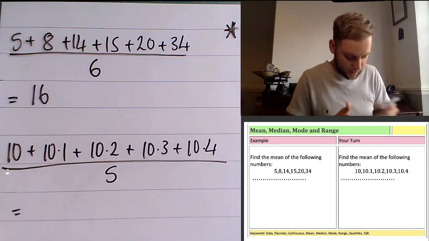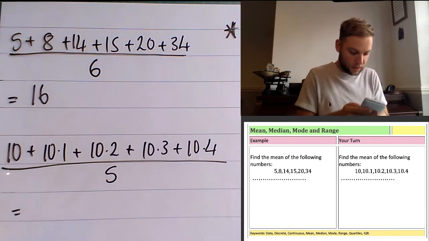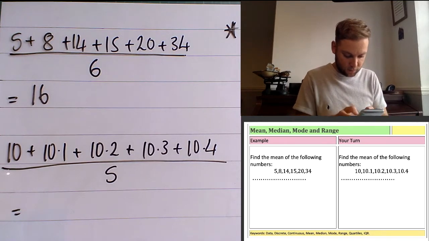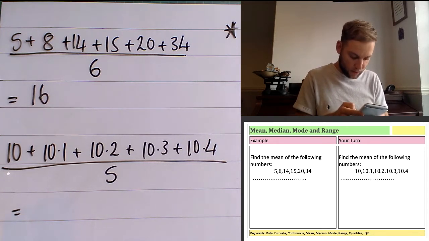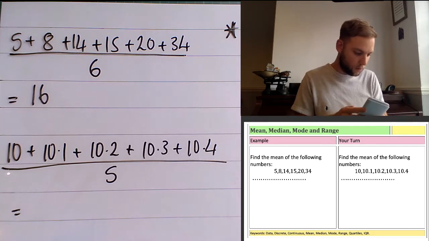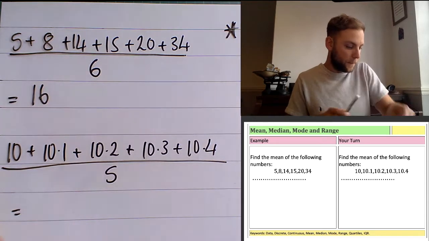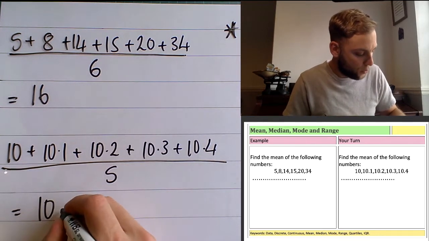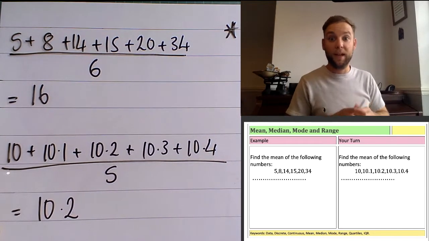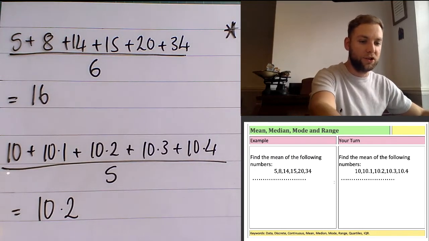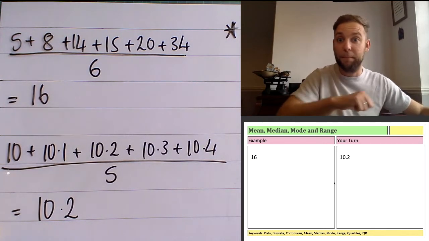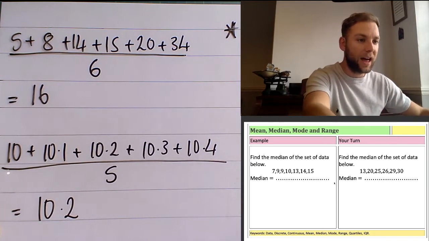Super. So that's equal to, let's figure that out, remember fraction button first, 10 plus 10.1 plus 10.2 plus 10.3 plus 10.4, all divided by 5, is equal to 10.2. Brilliant. So that's the mean. Let's just check our answers first, actually. So 16 and 10.2. Brilliant. So let's have a look at the next question.